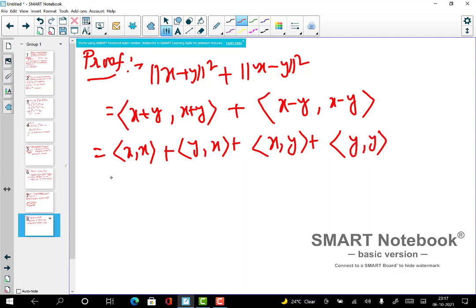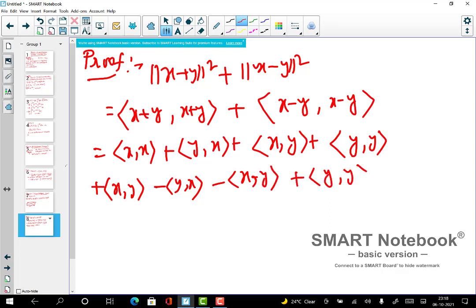The second you will have x with x, and minus y with x, and then minus x with y, plus y with y, right? And these will get cancelled, and you'll have 2 times the inner product of x with y.